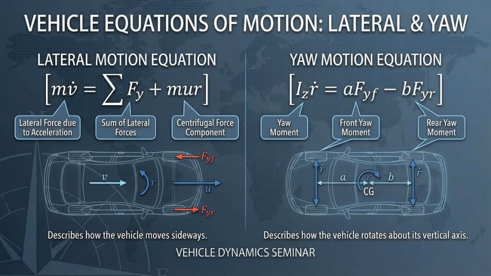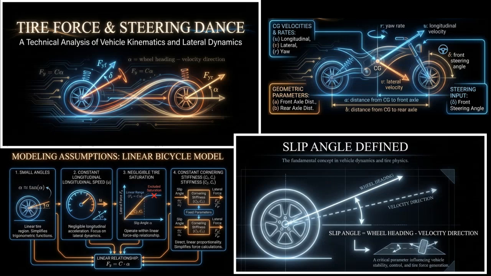Lateral motion and yaw motion are described by a coupled pair of equations. The lateral equation is m times v dot equals the sum of Fy plus m u r. The yaw equation is Iz times r dot equals a times Fyf minus b times Fyr. These equations show how lateral velocity and yaw rate are linked to forward speed, steering input, and tire cornering stiffness. Together, they determine the vehicle's path and its stability during motion.